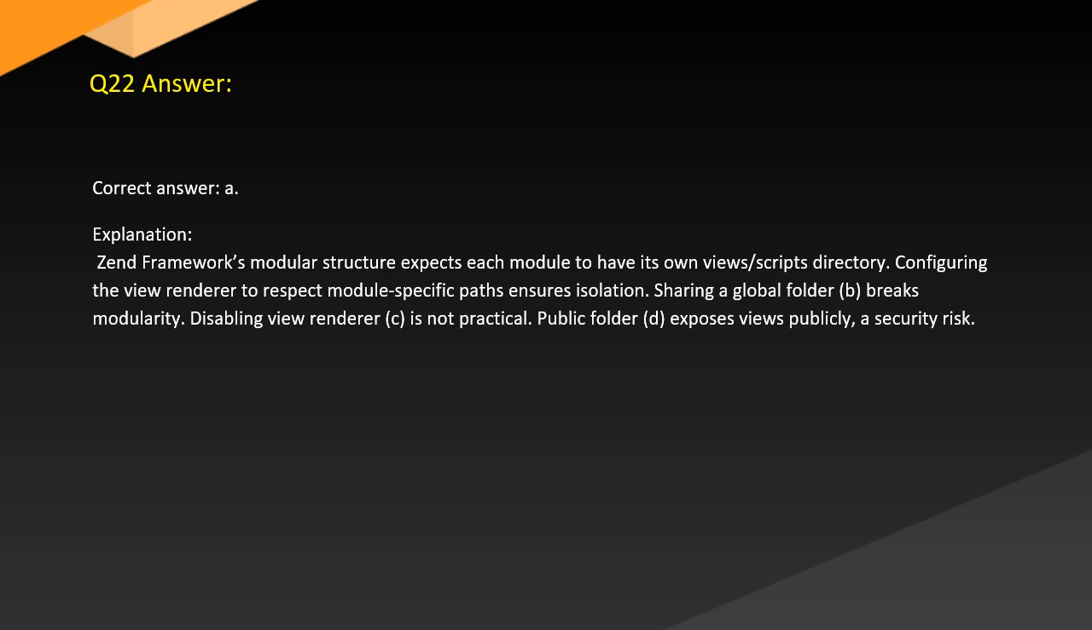Answer. Correct answer: A. Explanation. Zend Framework's modular structure expects each module to have its own view scripts directory. Configuring the view renderer to respect module-specific paths ensures isolation. Sharing a global folder, B, breaks modularity. Disabling the view renderer, C, is not practical. Public folder, D, exposes views publicly. Security risk.